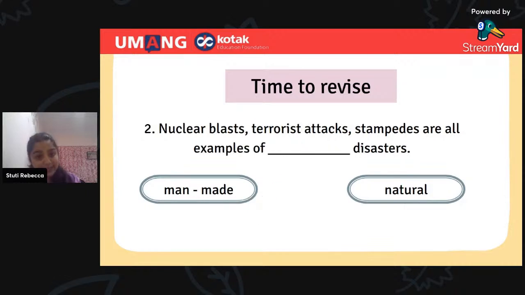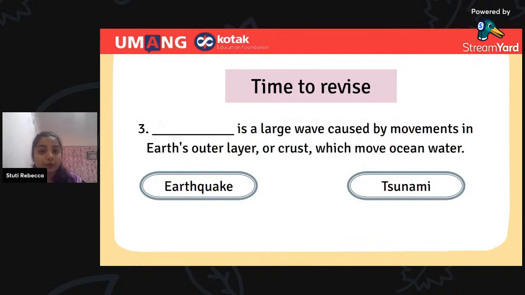The second one for you is this: nuclear blasts, terrorist attacks, stampedes are all examples of dash disasters. Man made or natural? Come on, look at the words, read it carefully. Nuclear blasts, terrorist attacks, stampedes. Quickly, everyone. Yes, the correct answer is man made. So you have to read it along with me. Nuclear blasts, terrorist attacks, stampedes are all examples of man made disasters.